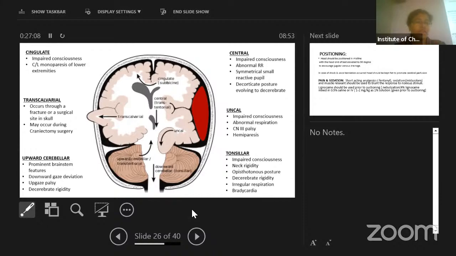Upward cerebellar, central, uncal and tonsillar herniation may also be present. In case of tonsillar herniation, impaired consciousness, neck rigidity, decerebrate rigidity, irregular respiration, and bradycardia can be present.